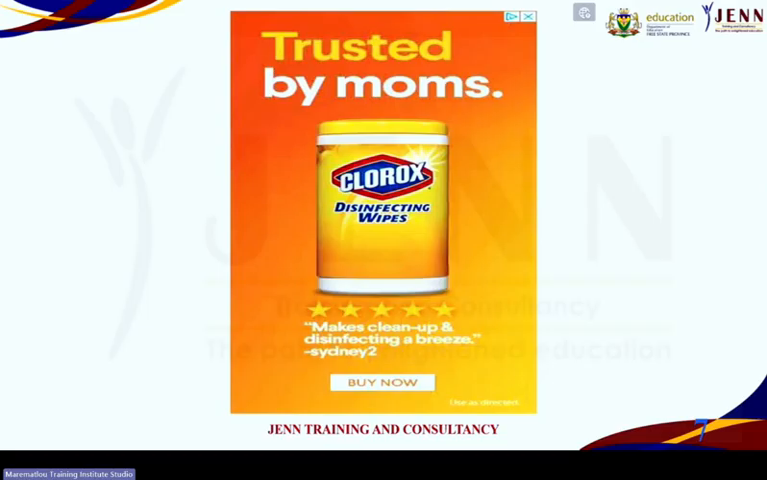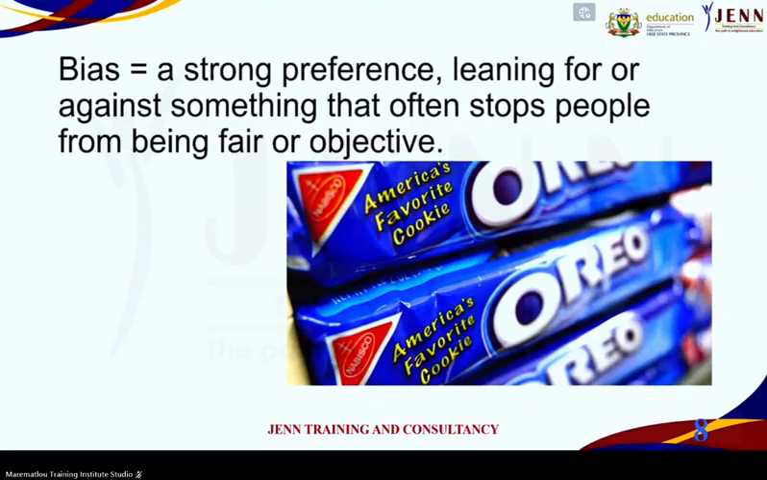Now let's go to another example. Advertisers can also use bias in the advertisements, and we can also find bias in cartoons. Now, what is bias? It is a strong preference leaning for or against something that often stops people from being fair or objective.